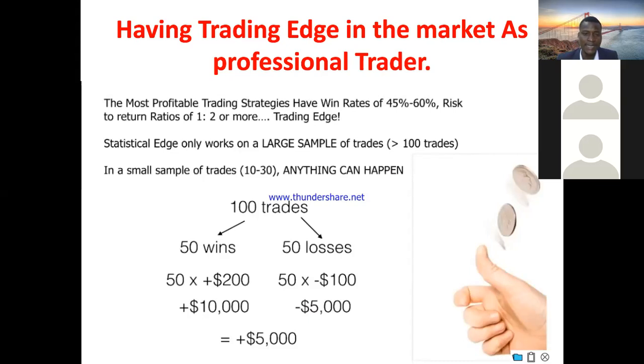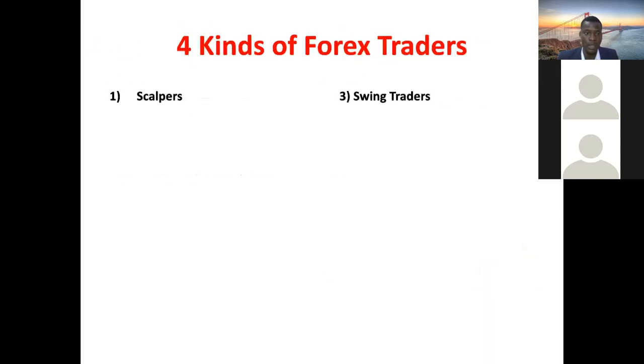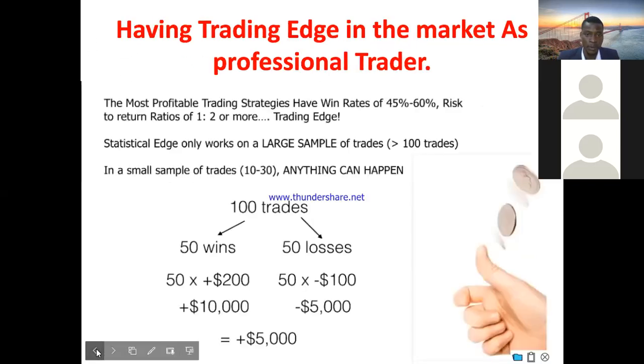You look at a large sample of outcomes, because in trading there are times you might be experiencing losing streaks, and times you'll be experiencing winning streaks. That does not mean you should jump up and start celebrating, or regret that you lost money in the market. You keep going, because you have a statistical edge, a strategy that works, and you use this to your advantage. Let's look at it this way: a statistical edge only works on a large sample of trades, which is about 100 trades. In a small sample of 10 to 30, anything can happen.